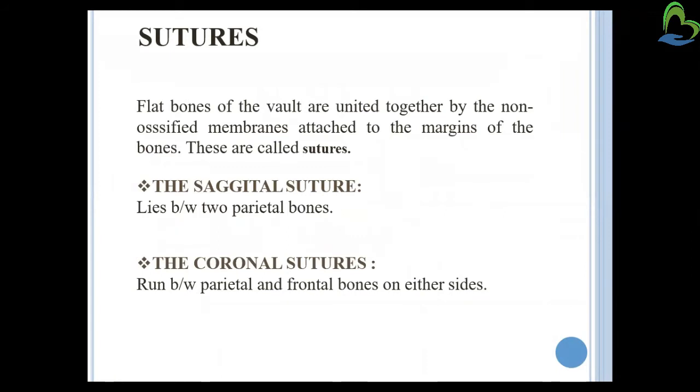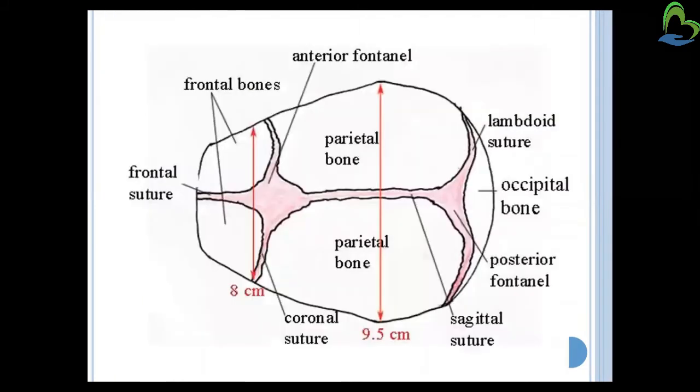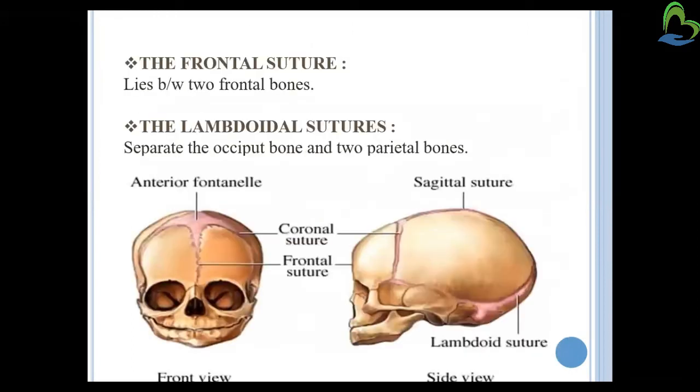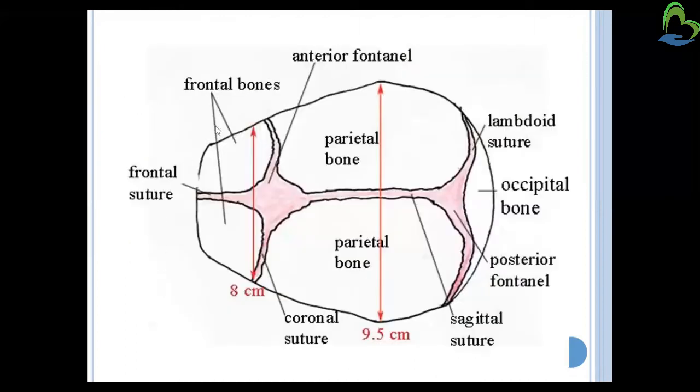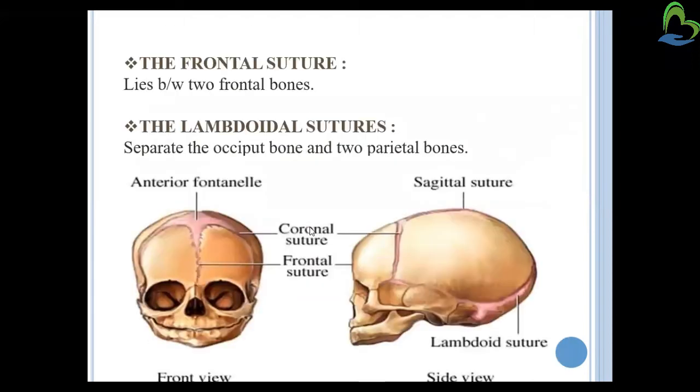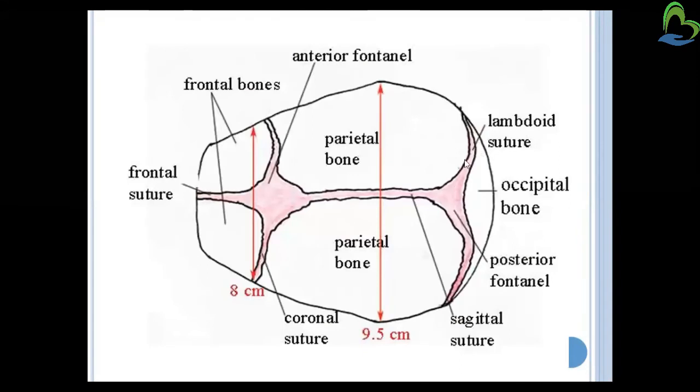The coronal suture runs between the parietal and the frontal bones on either side. So here you can see the coronal suture. It is between the two frontal bones and two parietal bones. The frontal suture lies between the two frontal bones. Here you can see between the two frontal bones there is one line, the frontal suture. And the lambdoid suture separates the occipital bone and two parietal bones. Here you can see the one lambdoid suture and it separates the two parietal bones and one occipital bone.